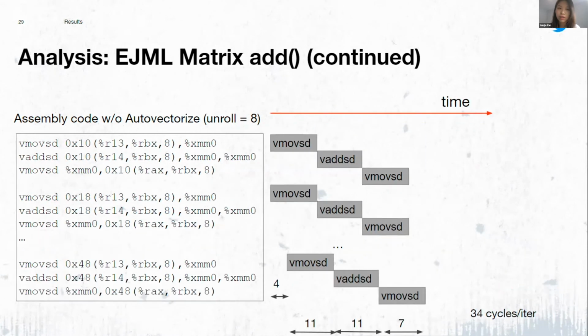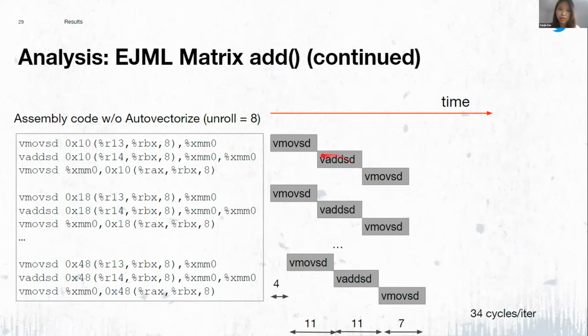However, if we look at the assembly code without auto-vectorize, we still unroll the loop by a factor of 8 because the CPU operates in a pipelined manner. Reading, adding, and storing, these 3 sets of instructions are independent of each other. So overall, it will take 34 cycles per iteration.